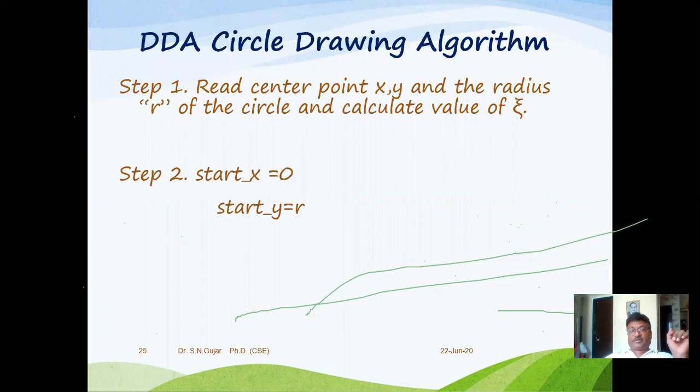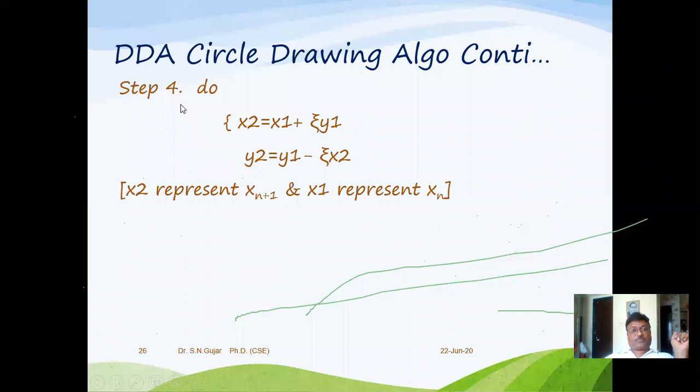That is step 1, read the point xy and radius. Step 2, start x, start y. Start x you have to put 0, start y is equal to r, and then x1, y1: put start x as the x1 value, and start y becomes the y1 value. Now start with step number 4. Here is the do while loop, do, that is opening curly bracket, x2 is equal to x1 plus epsilon y1, that is your x increment, and y2 is equal to y1 minus epsilon x2, that is your y increment. That x2 represents the xn plus 1 in the algorithm, and x1 represents the xn value.